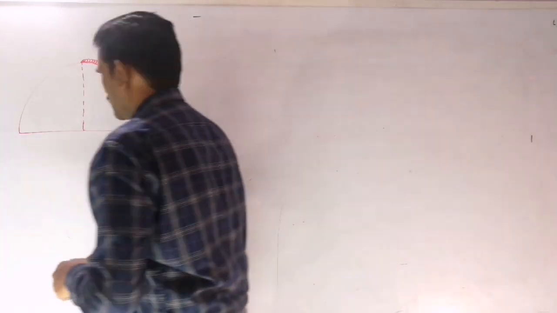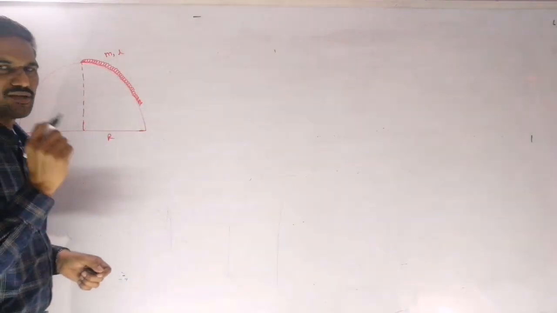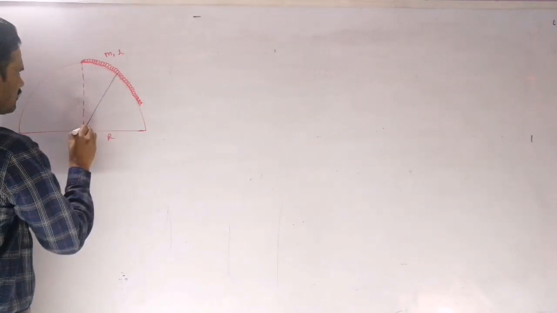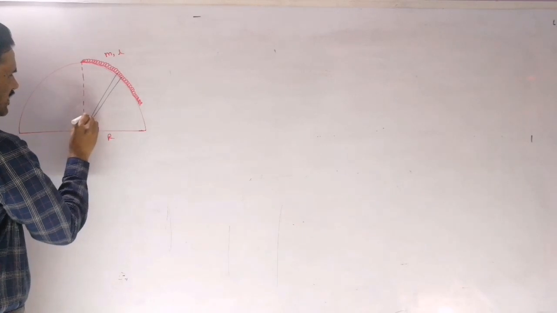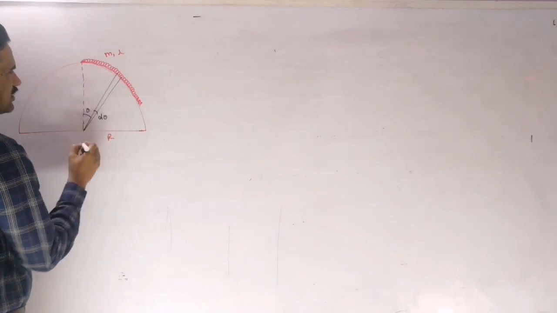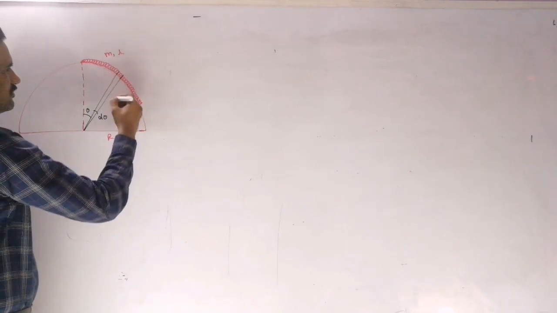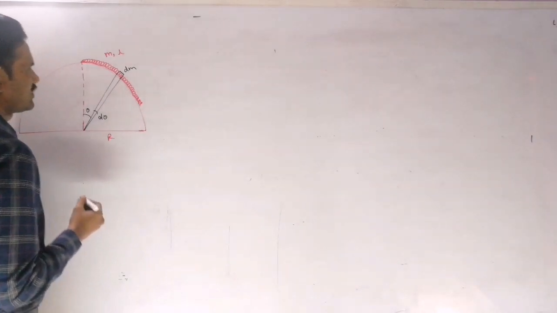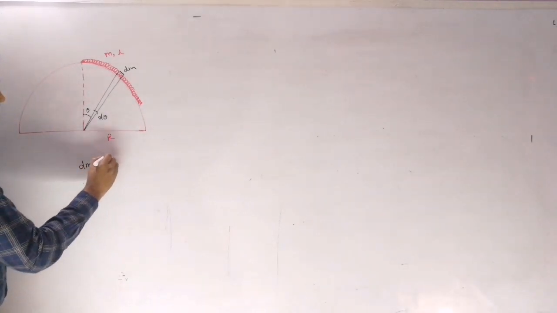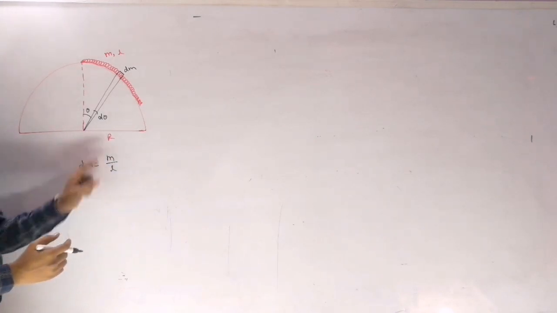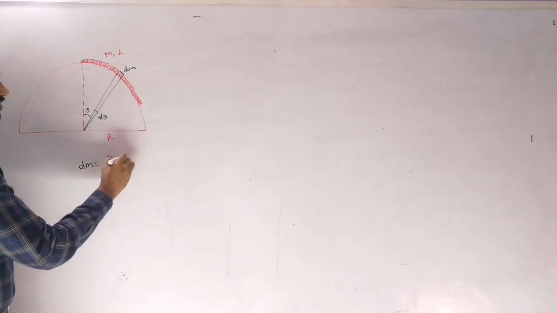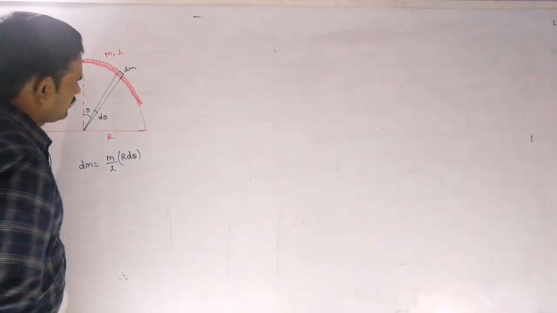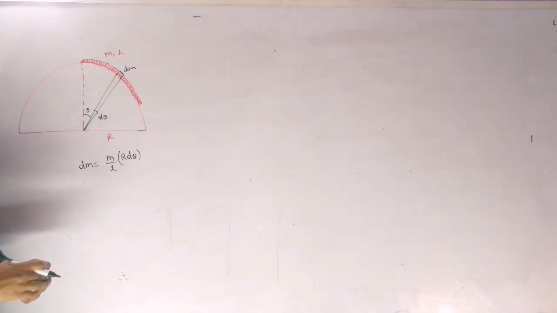In such cases, we can take a small element and write the potential energy of the small element. So I am taking a small element here. This angle I am taking as theta. Let us take the mass of that small element as dm. First I will write the dm value. dm is m by L, the mass per unit length, into the length of that element, which we can write as r d theta. So this is our expression for dm.